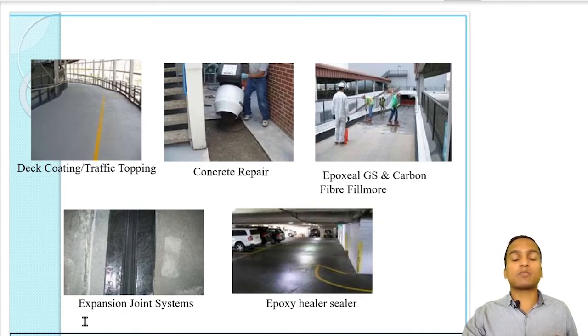Then we also have the expansion joint systems of waterproofing. Here we cover the expansion joints with appropriate materials, and there are design specifications for covering these expansion joints in the IS code also. And next is the epoxy healer sealer type of waterproofing, and this is done in garages. Basically garages are in the basements, and in the basements there are good chances that water will start accumulating if waterproofing is not done properly. So these basements and parking areas become very important to be waterproofed.